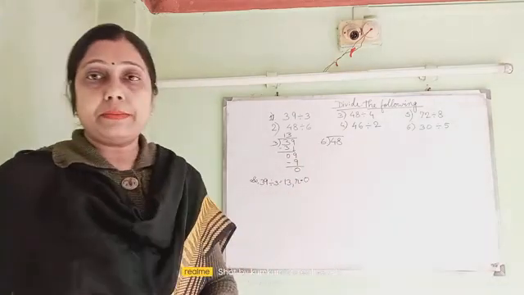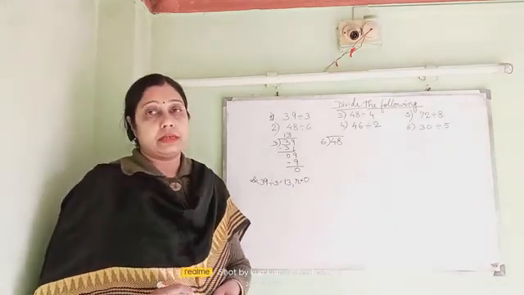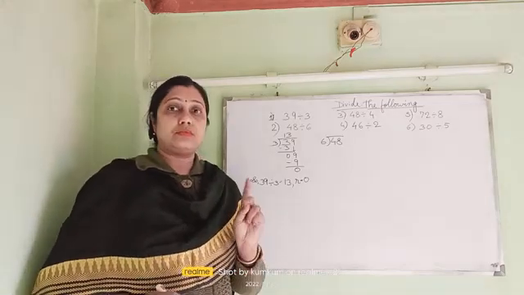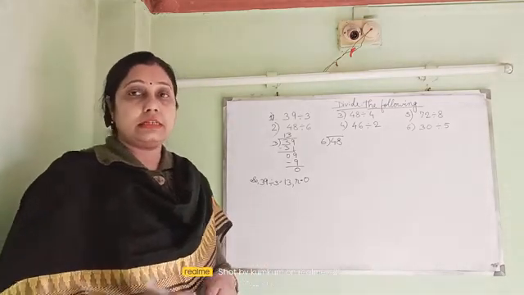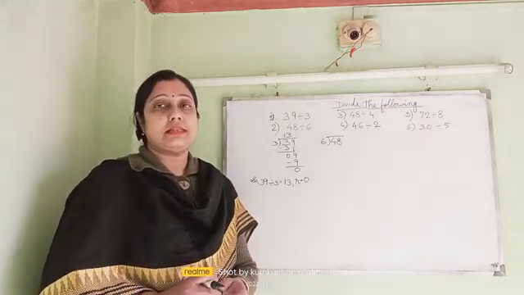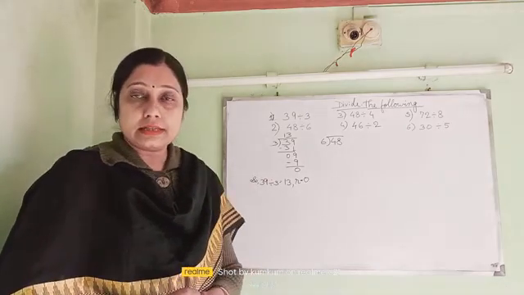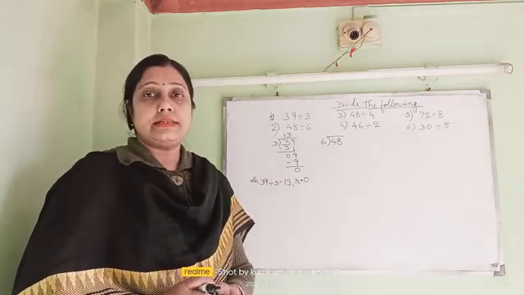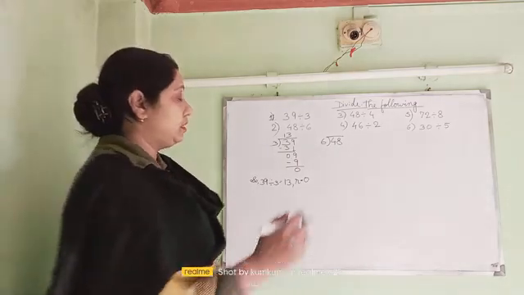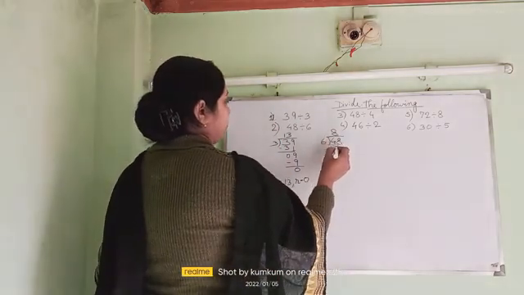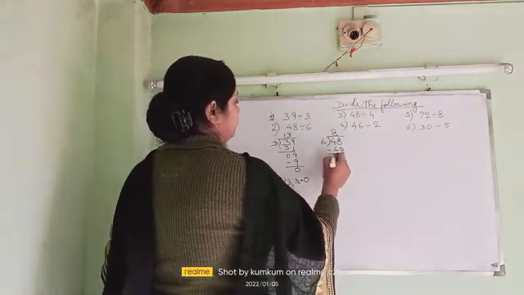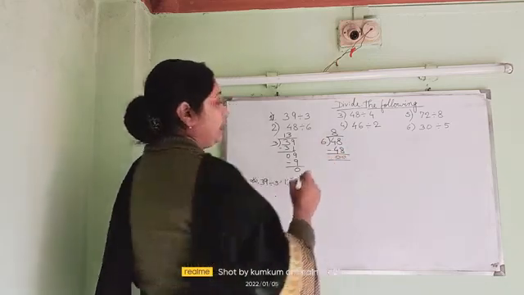So we have to read the table of 6 until 48 is coming. So 6 1 is 6, 6 2 is 12, 6 3 is 18, 6 4 is 24, 6 5 is 30, 6 6 is 36, 6 7 is 42, 6 8 is 48. So we will write here 6 8 is 48. Now remainder is 0.